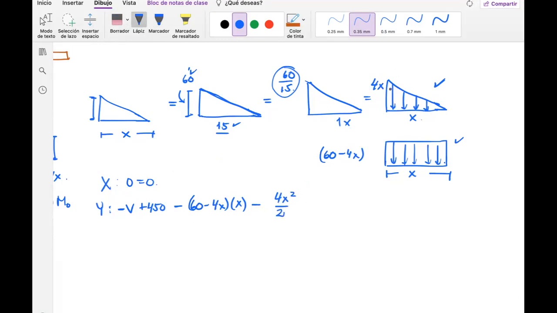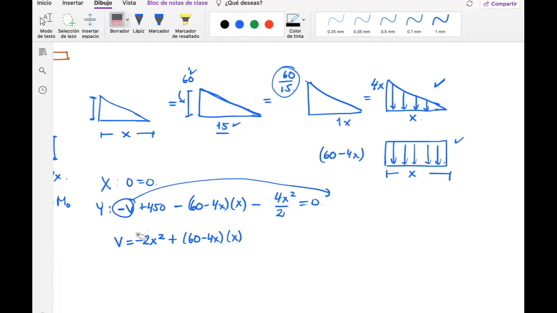It's like base times height divided by 2. And this should be equal to 0. Therefore, from here I have that B, it's an expression, is going to be equal to 2x squared plus 60 minus 4x times x, because I just passed it the other way. I'm sorry, no, I'm going to do it like this. I'm going to move this to this place, but the others remain with their own signs. So this is still minus, and this is plus 450.